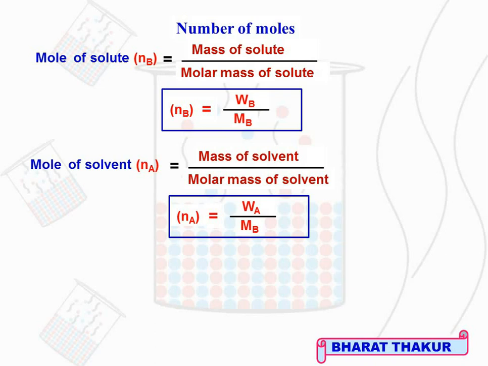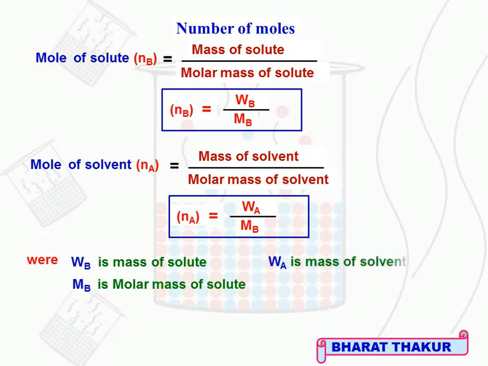It is written wrong here by mistake. WA divided by MA, where WA is the mass of the solvent and MA is the molar mass of the solvent. WB is the mass of solute, MB is the molar mass of the solute, WA is the mass of solvent and MA is the molar mass of solvent. So here it is written MB by mistake, but it will be MA here.